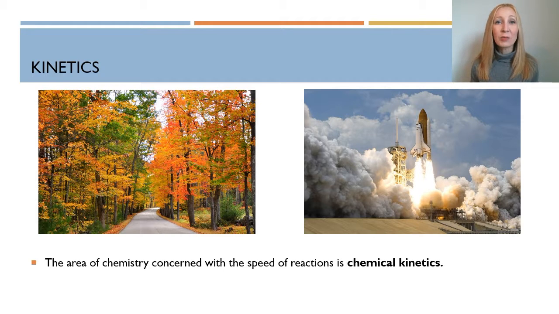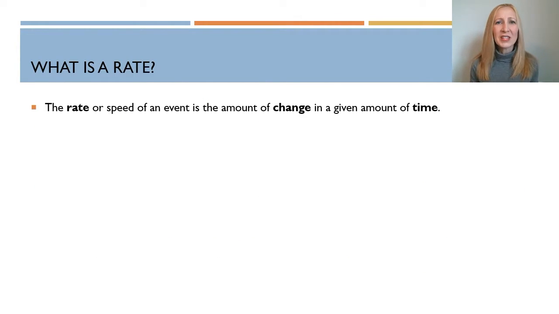So in this video, I'm just going to give you a brief introduction to chemical kinetics, so we can apply it to looking at different speeds of chemical reactions, not just balanced equations and coefficients and chemicals, but really how fast are reactions taking place. So first of all, let's just take a look at what a rate is. Well, a rate is the amount of change in a given amount of time.